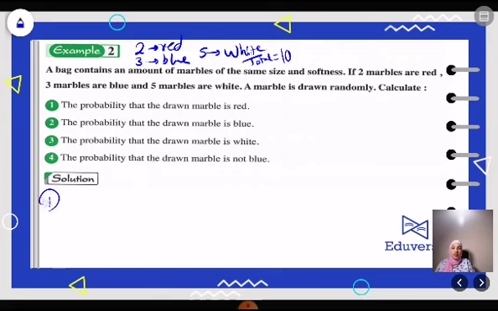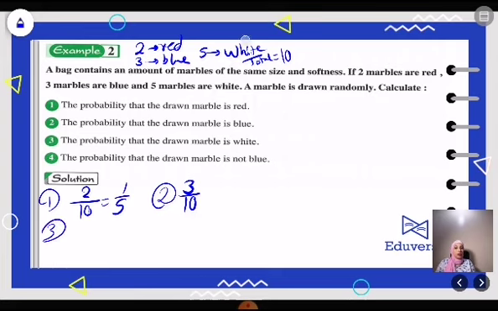So first of all, let's get number 1. Probability that the drawn marble is red. We have only 2, so its probability will be 2 out of the total, which is 10. Simplifying it, it will be 1 out of 5. Number 2, probability that the drawn marble is blue. The blue marbles here are 3 and their total is 10. It can be simplified. Then number 3, the probability that the drawn marble is white. White means 5, so it's 5 out of the total, which is 10. Simplifying it, it will be 1 out of 2.